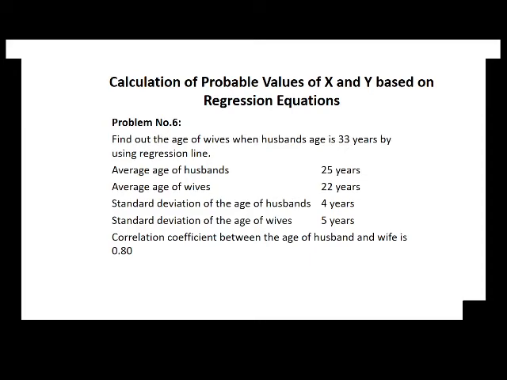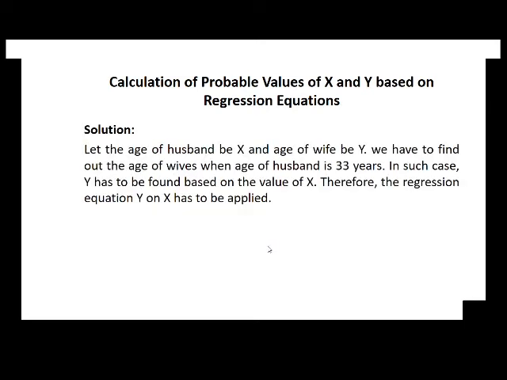Here the average age of husband is represented as the X series and the average age of wife as the Y series. The standard deviation of age of wife is 5 years. Correlation between the age of husband and age of wife is 0.80. Let the age of husband be X and the age of wife be Y. We have to find out the age of wife when the age of husband is 30 years. In such a case, y has to be found based on the value of x. Therefore, the regression equation y on x has to be applied.